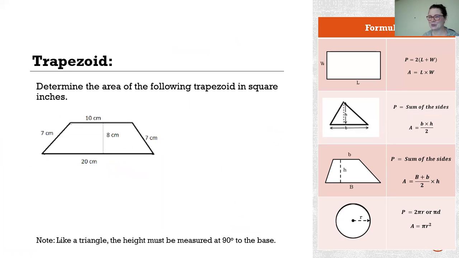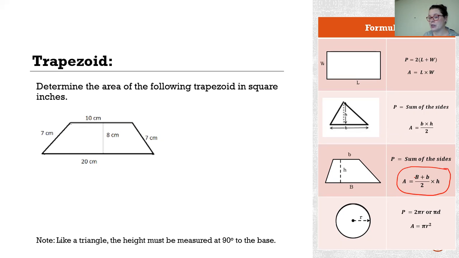I did throw a trapezoid in. So a trapezoid kind of looks like two triangles stuck on the end of a rectangle. But the best way to calculate the area of a trapezoid is to use the trapezoid formula. It's much more complicated to try to split it into triangles and rectangles. Sometimes you don't have enough information. So what we do is we use this formula here.